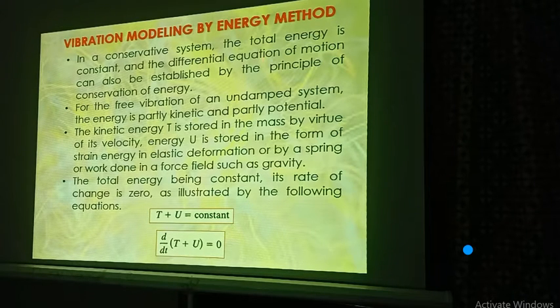In a conservative system the total energy is constant, and the differential equation of motion can also be established by the principle of conservation of energy. For the free vibration of an undamped system, the energy is partially kinetic and partially potential. The kinetic energy T is stored in the mass by virtue of its velocity, and the energy U is stored in the form of strain energy or potential energy of elastic deformation. So the total energy being constant, its rate of change is 0, as illustrated in the following equations.